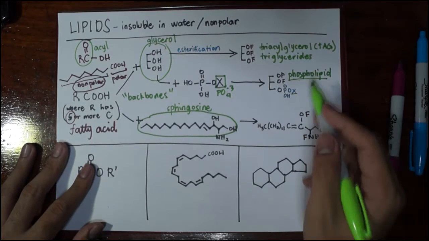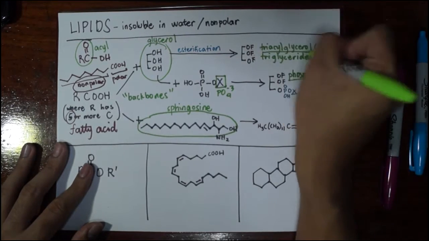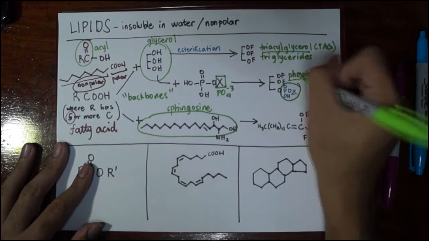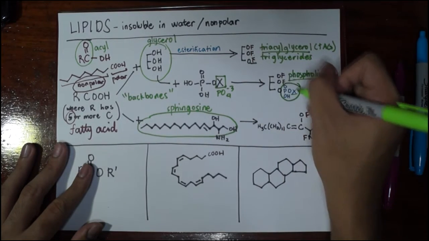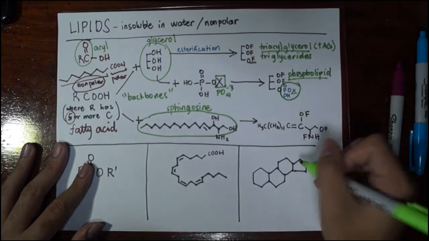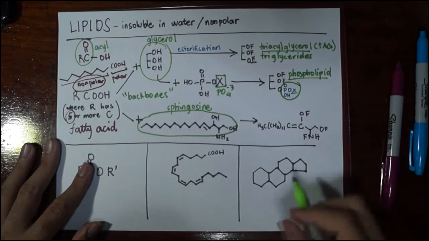Generally, this is the general formula for phospholipids. Alright, so the difference between a phospholipid and a triacylglycerol is that one of the hydroxyls, instead of having a fatty acid, has a phosphate group with a corresponding X head group.